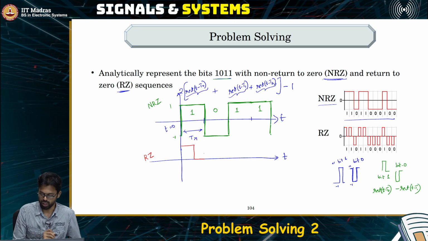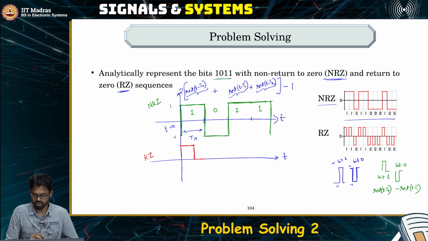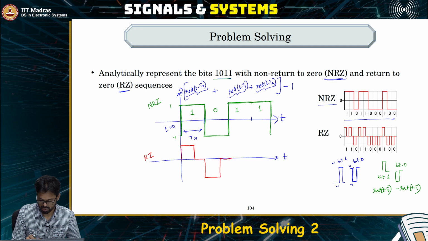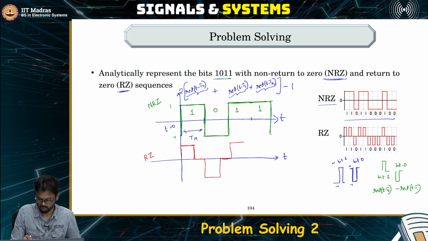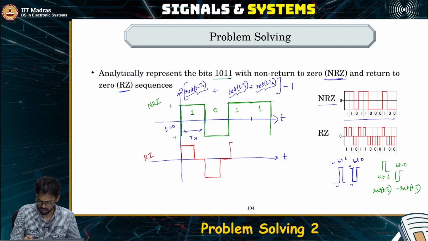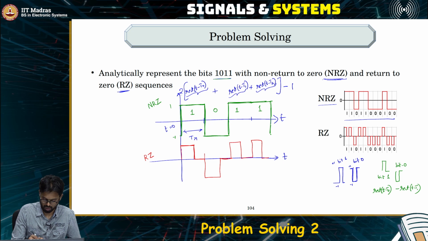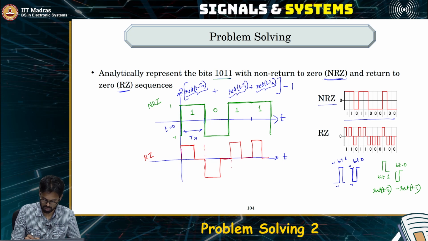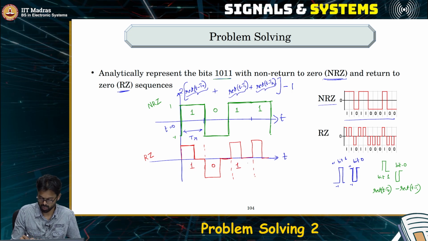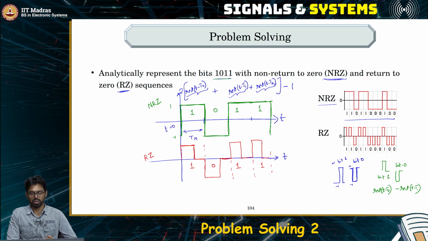This is bit 1, started at 0, went to 1 and came back to 0. And then we have bit 0, start at 0, go to a negative value, come back to 0. This is bit 0. And then once again we have bit 1, another bit 1. So this is bit 1, this is bit 0, bit 1, bit 1. So these are the return to 0 and non-return to 0 representations.